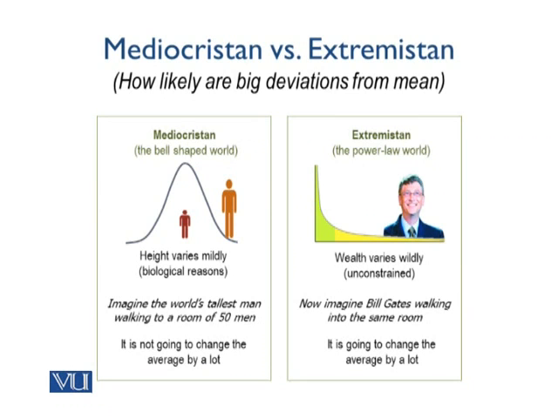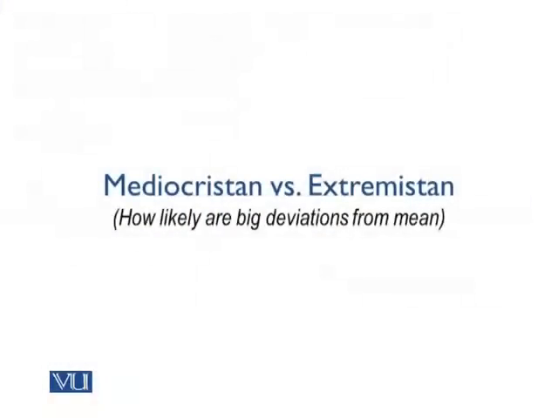So what this means in practical terms is that the arrival of Bill Gates is going to change the mean by a large value. In other words, your mean is not going to remain robust. It is going to move around widely. And this is the case in Extremistan.